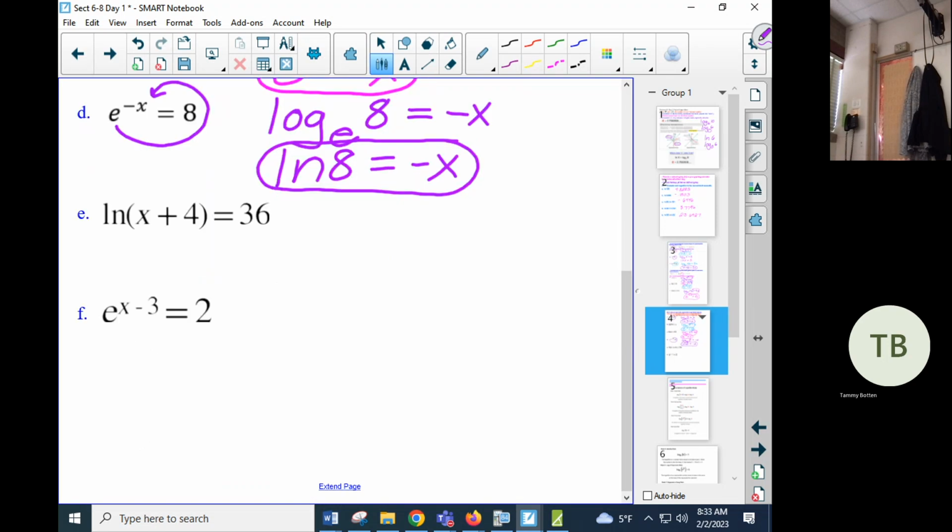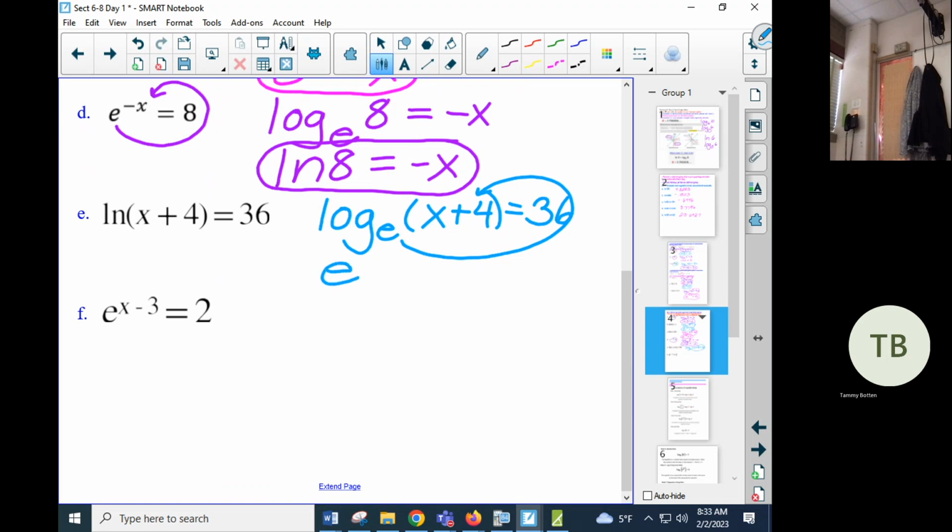If I go down to this one, again, this one starts in natural log. So the first thing I do is just change natural log to log of e, keep everything else the same. And then I do that log loop to put it in exponential notation. So I'm going to put it as e to the 36th power equals x plus 4.